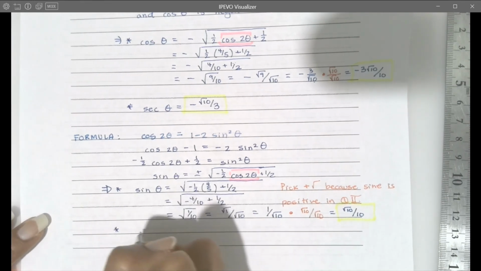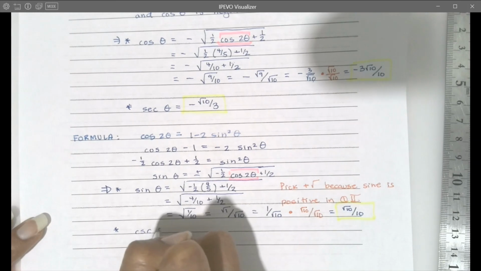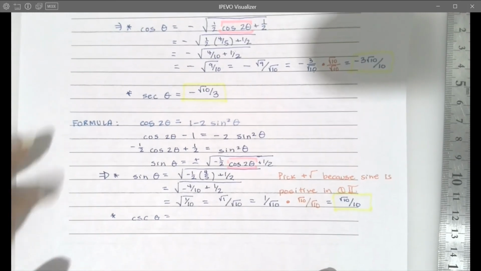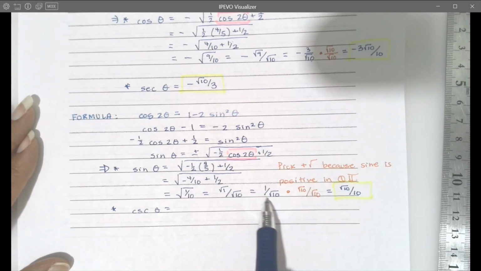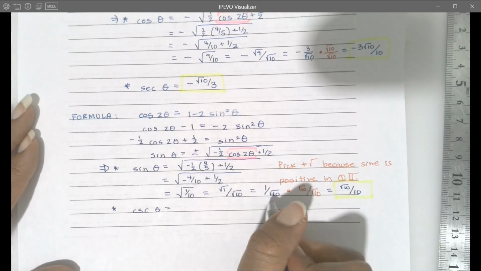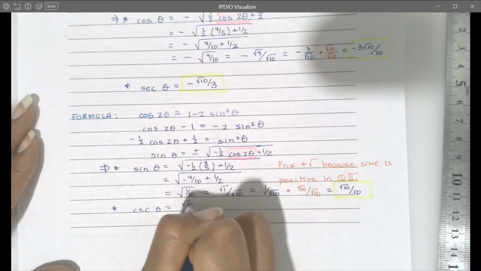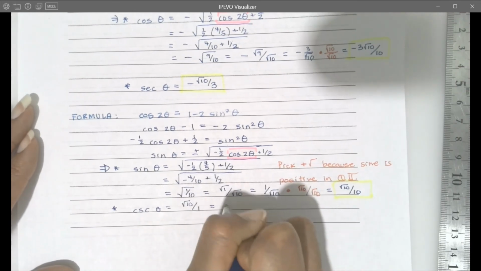From sine, we can find out what is cosecant. And we can do so simply by taking the reciprocal of the non-rationalized answer. It would be 1 over radical 10. So take the reciprocal and we get square root of 10 over 1, which is just radical 10.